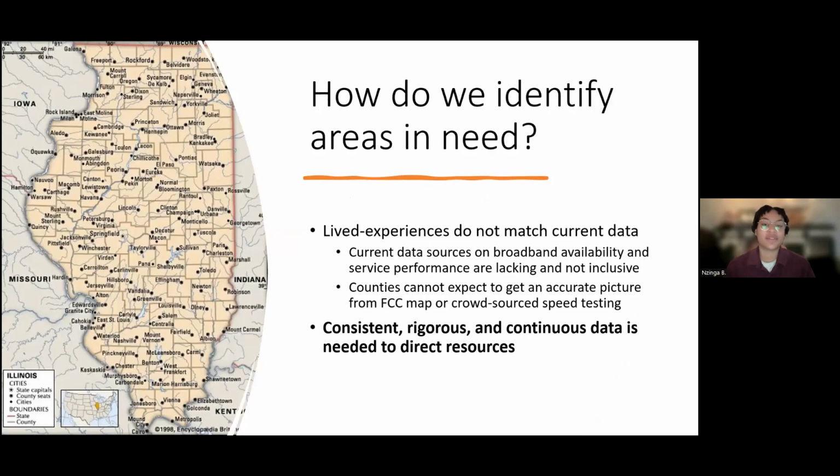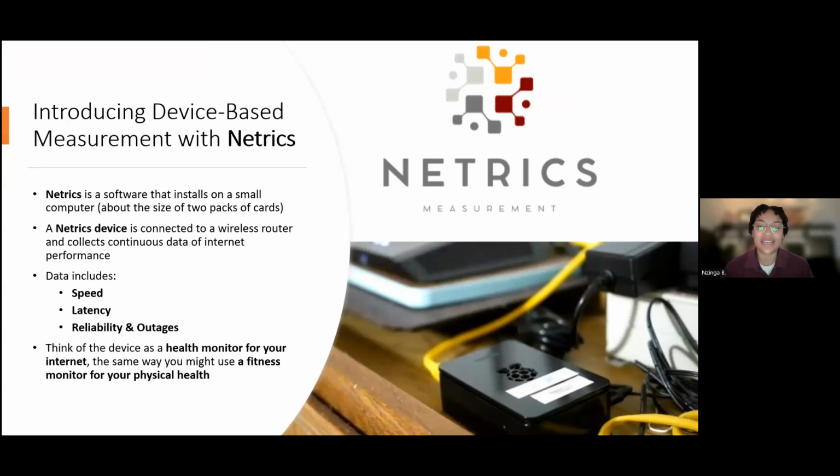And I wanted to first start with the question of how can we identify areas of need? We know that lived experiences don't match our current data, and we know that these data sources are not all inclusive and can't give us an accurate picture of what's going on in people's homes and businesses. Instead, what we need is this lived experience data consistently and accurately being measured from individuals. So now I'm going to hand it back over to Mark to tell you more about how our devices can help us get the data that we're looking for.